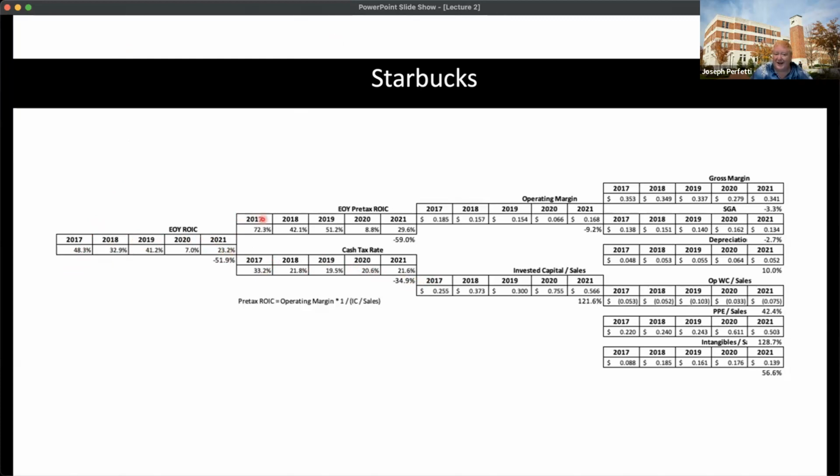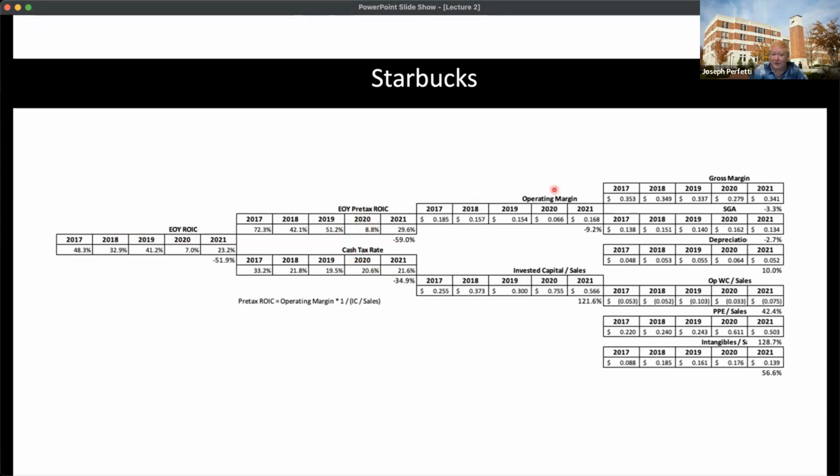So the pre-tax operations got worse. The pre-tax operations of Starbucks, they made a 72% ROIC pre-tax, EBIT divided by invested capital, in 2017. In 2021, it fell to 29.6%. So all of the decline in after-tax performance was because the business got worse, not because they're paying less in taxes. Paying less in taxes should have actually helped them. So this driver should have helped their ROIC. So the business got worse. Why did the business get worse?